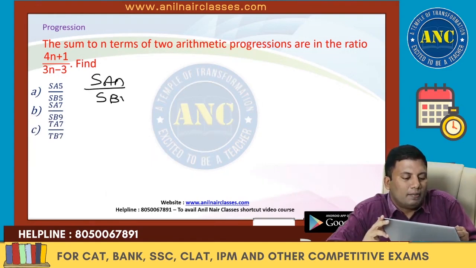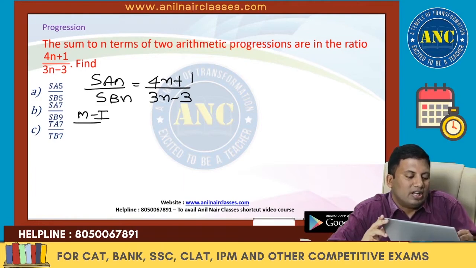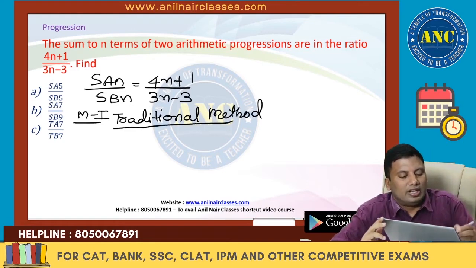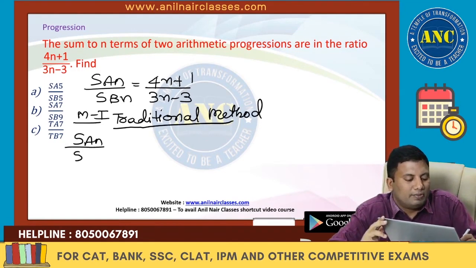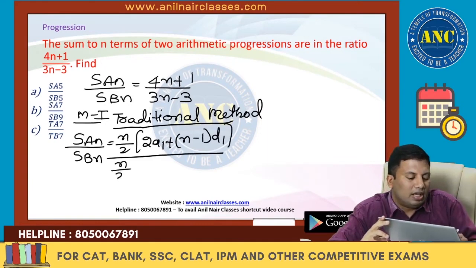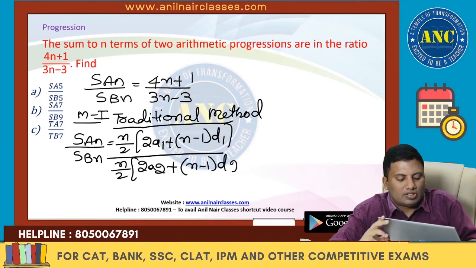SAn by SBn is (4n plus 1) divided by (3n minus 3). First the traditional method, then I will discuss Anil Nair's method. Traditional method, how most of the students will solve it. Now see here, SAn by SBn is nothing but n by 2 into (2a1 plus (n minus 1) into d1) divided by n by 2 into (2a2 plus (n minus 1) into d2).